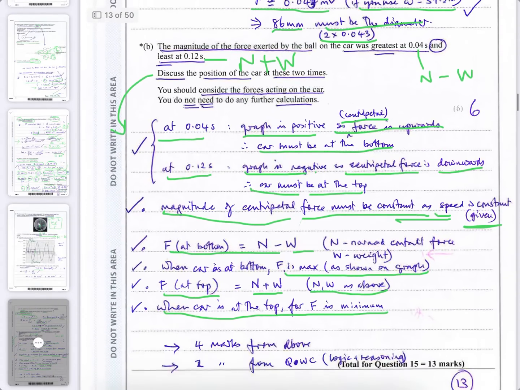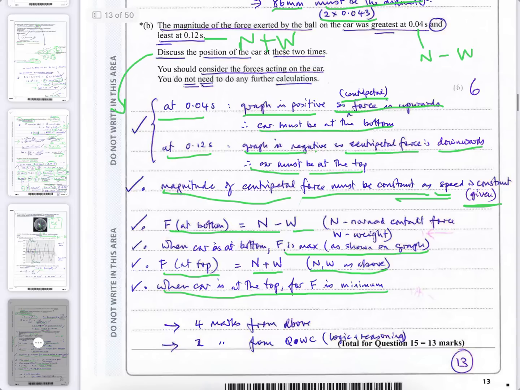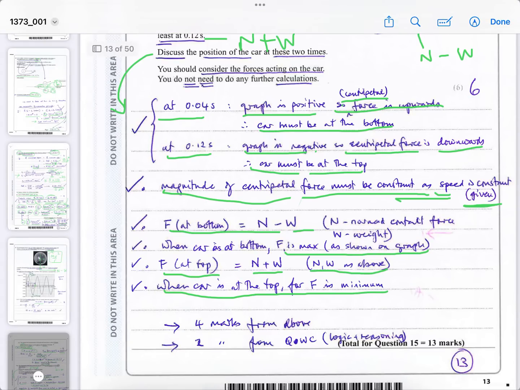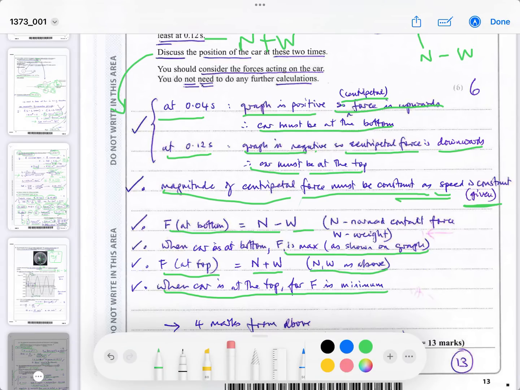So I think what I didn't clarify in the final 6-mark question, which was here, so this continuation of the last part, if you like, when they're talking about the magnitude of the force exerted by the ball on the car, they're talking about N from this equation, because the centripetal force is constant. The centripetal force depends on the velocity, mv squared over r. So when they're talking about what force they want to say, how it varies, we're talking about N.